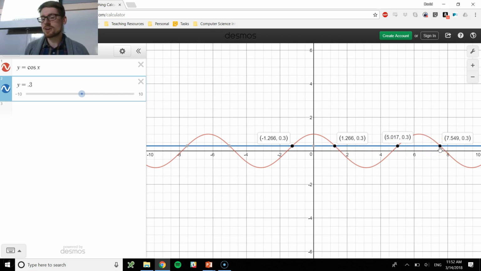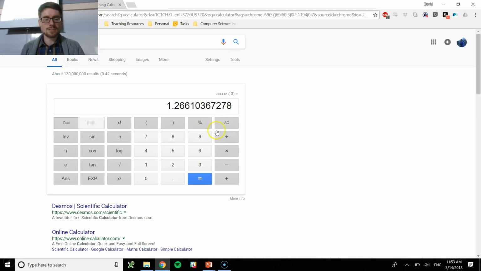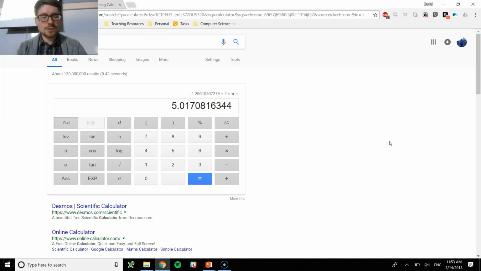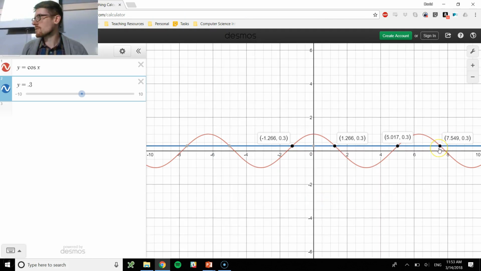And if I want this answer, who am I coterminal with? 1.266. So to see that, we're just going to calculate. I'm going to take my negative answer, and then I add on 2 times pi, I get 5.017, right? That's this result right here. And if I were to take the other answer, which was 1.266, and add on 2 times pi, I'm going to get 7.549, which is that answer over there.